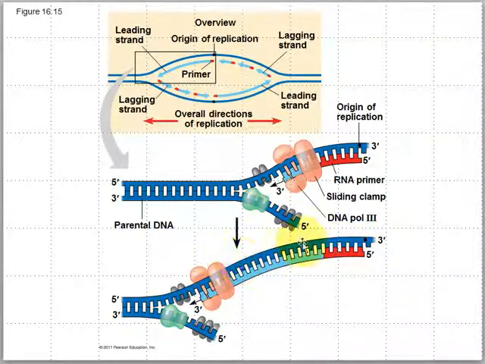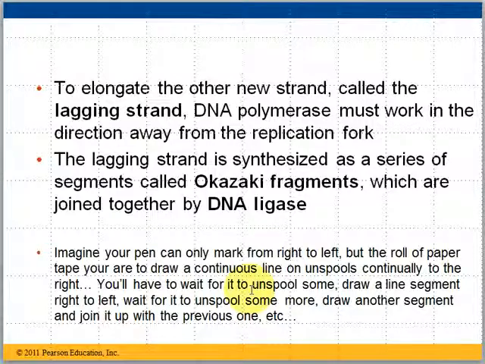So this is called the leading strand, and this is moving from the 5' toward the 3' direction, and the DNA polymerase works in that direction. So this is the easy part right here. Now let's take a look at the problem child. We're going to call the other strand the lagging strand.